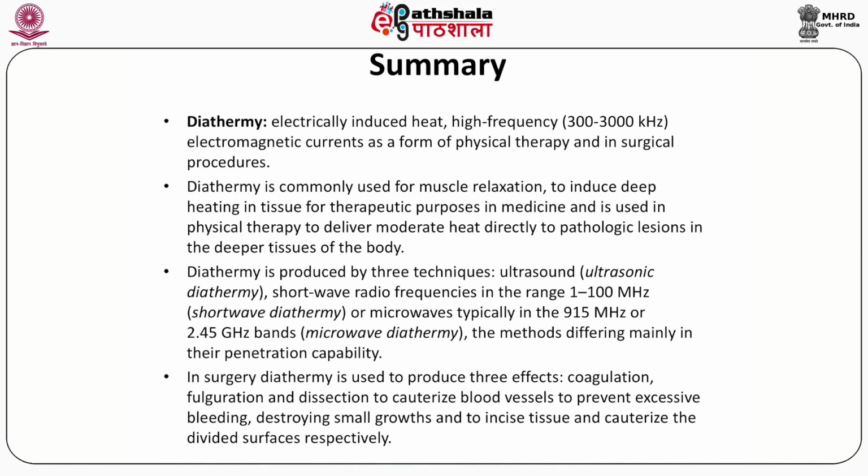In surgical diathermy, it is used to produce basically three effects: coagulation, fulguration, and dissection, to cauterize the blood vessels to prevent excessive bleeding, to destroy small growths, and to incise tissue and cauterize the divided surfaces, respectively.